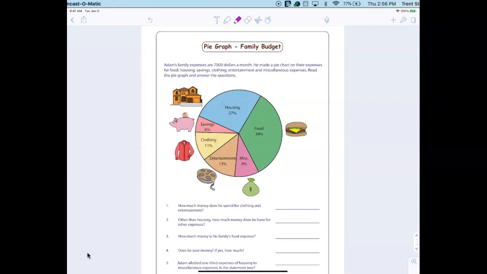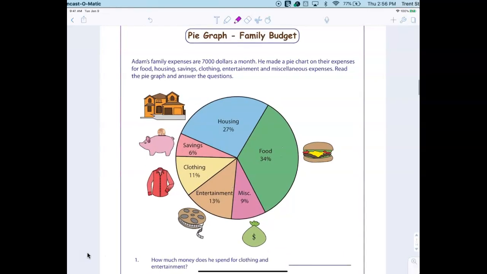All right. This now is dealing with a budget. How much money do they make? $7,000 a month. So you can divide that $7,000 into housing, food, miscellaneous, entertainment, clothing, and savings. Everybody understand that? I want the fraction, right? I want the dollar amount. I want the percentage. And I want the angle measure. Just like we did on the first two. Is everybody with me?